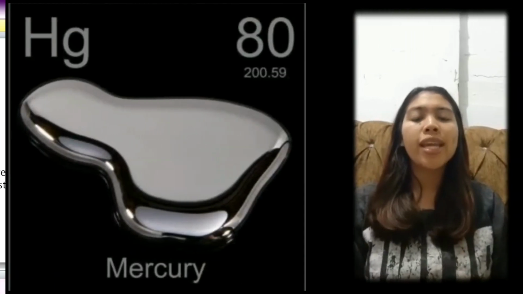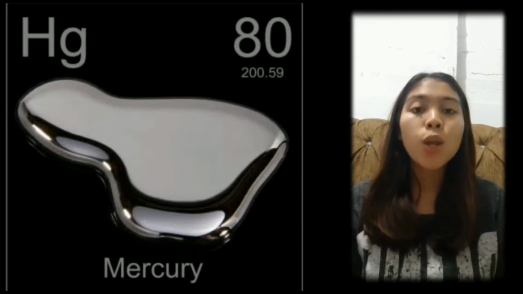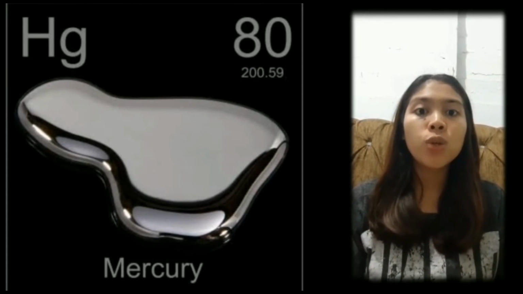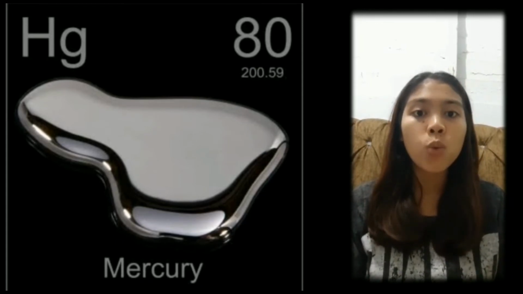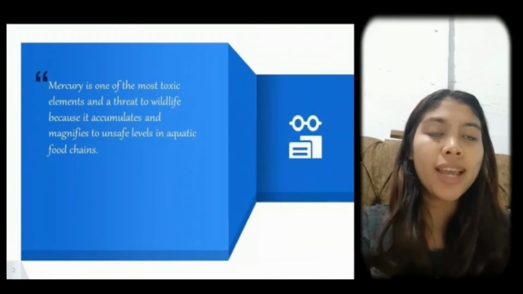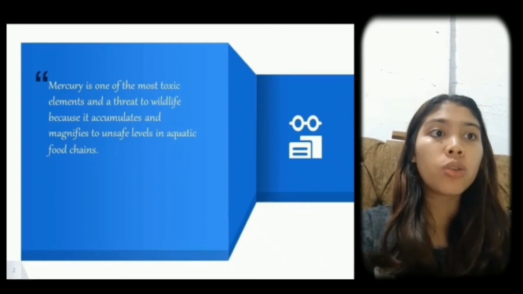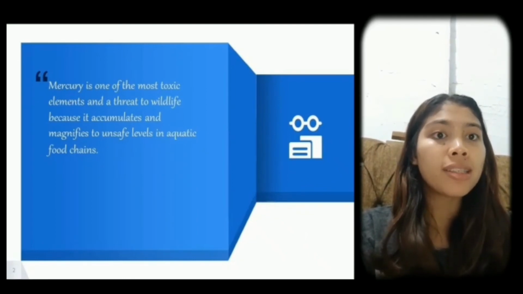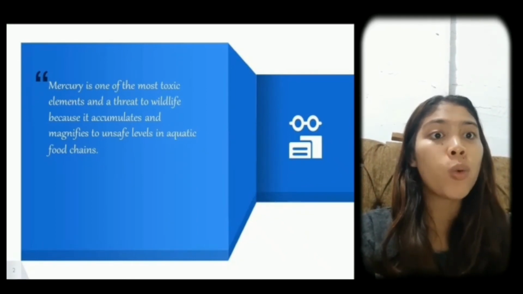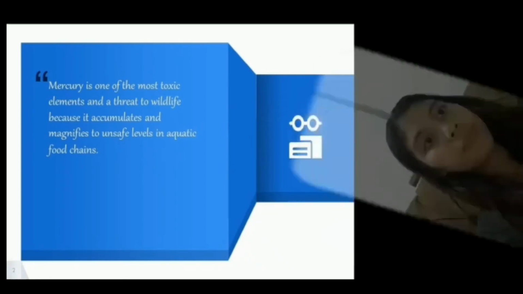Third, about mercury. In Indonesia we call it raksa dengan lambang Hg, nomor atomnya 80 dan juga atom relatifnya atau Ar-nya 200,59. The introduction of mercury. Mercury is one of the most toxic elements and a threat to wildlife because it accumulates and magnifies to unsafe levels in the aquatic food chain. Jadi, merkuri merupakan zat yang sangat berbahaya.